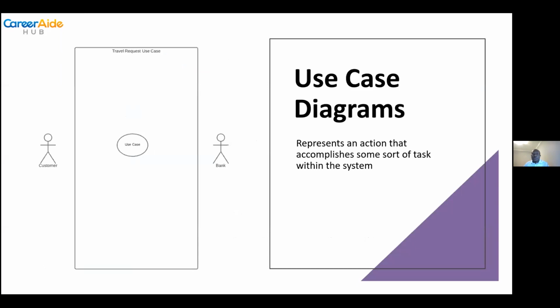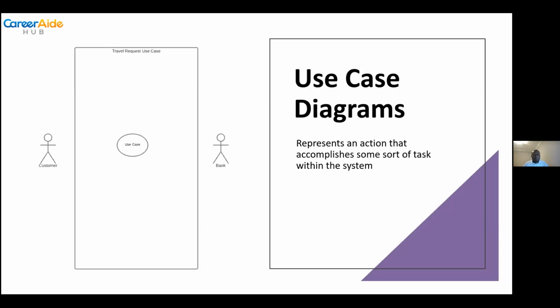Also, we have the use case diagrams, and you can see it's represented by that oval shape. That's why I put use case in there. It represents the action that accomplishes some task within the system. If I'm going to use an example of an e-commerce system, one of the things that a user would do is, number one, log in. A user could also search for a product. A user could check out. Those are use cases. Those are broad categories of what users want to do when they are trying to use a system.